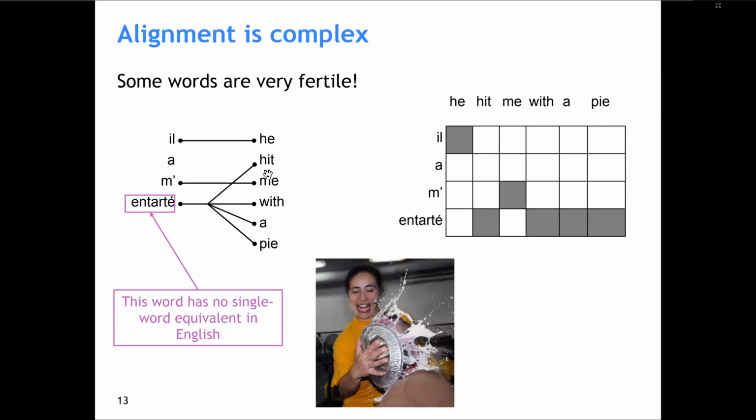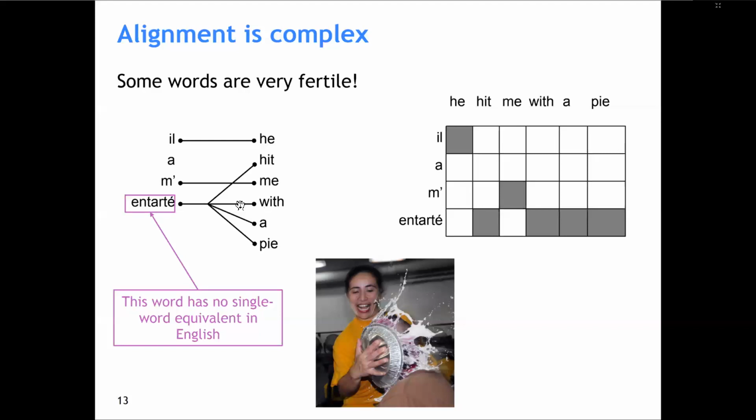It's like "hit with a pie" somehow is a word in French. That's very interesting to me. I don't know why they come up with a word for this phrase in English, right? So this word has no single equivalent in English, but if you translate it, it's basically a phrase. That's very interesting. Is that a common action in France? I don't know.